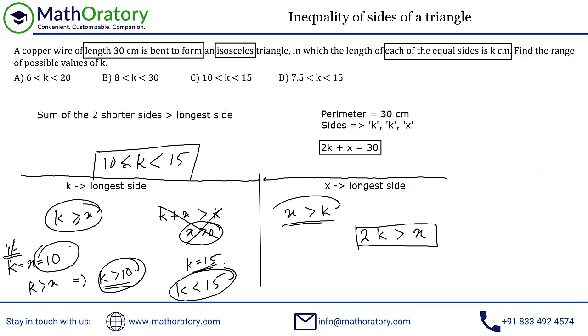Now, again, here, you already know that x will be 10 when k is equal to x, right? So if x has to be greater than k, then x has to be greater than 10, that is for sure. Since our perspective is k, let me highlight this in terms of k. So k has to be less than 10, right? But please remember that this 2k has to be greater than x, right?